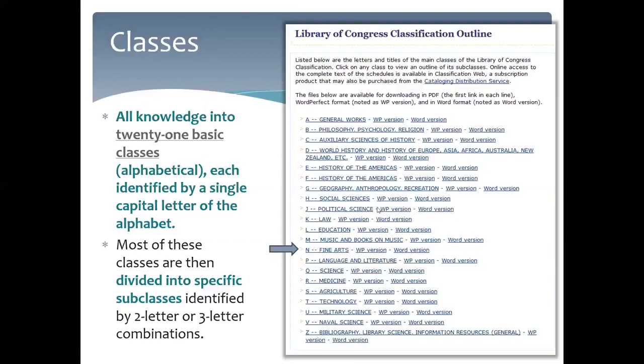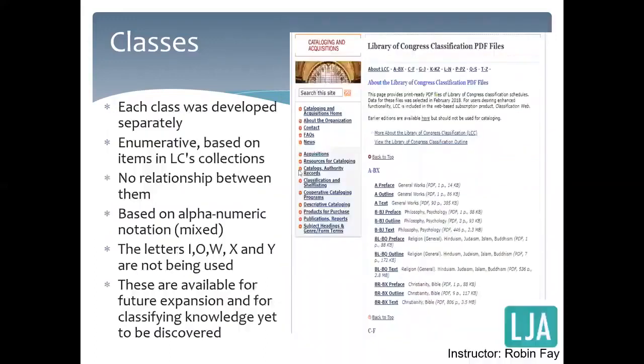Almost all of these classes are divided into 2-letter or 3-letter combinations. We've already talked about the 3-letter combinations a little bit. Each class was developed separately, so as you go through these and look at how they're organized, they're not going to all be exactly the same. It does typically fall from general, and then it will subdivide down more specifically, but general will be sort of at the top of that category. But even within that, there's some variation in terms of how things are organized.